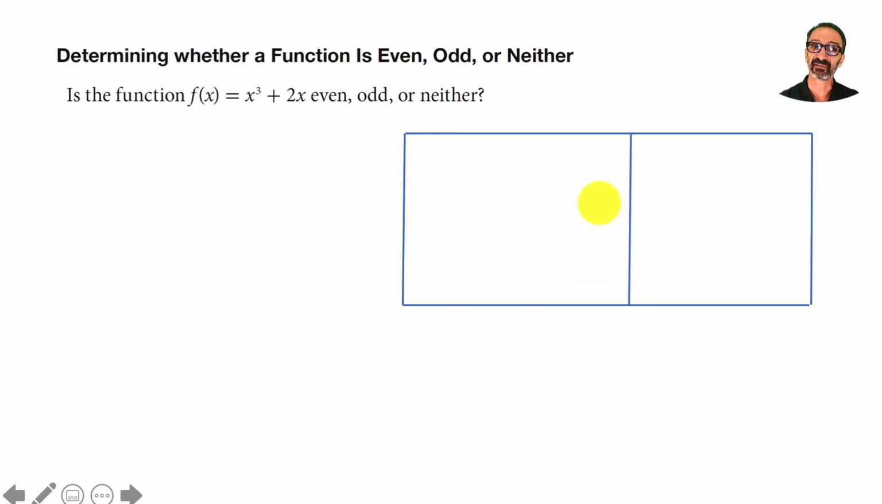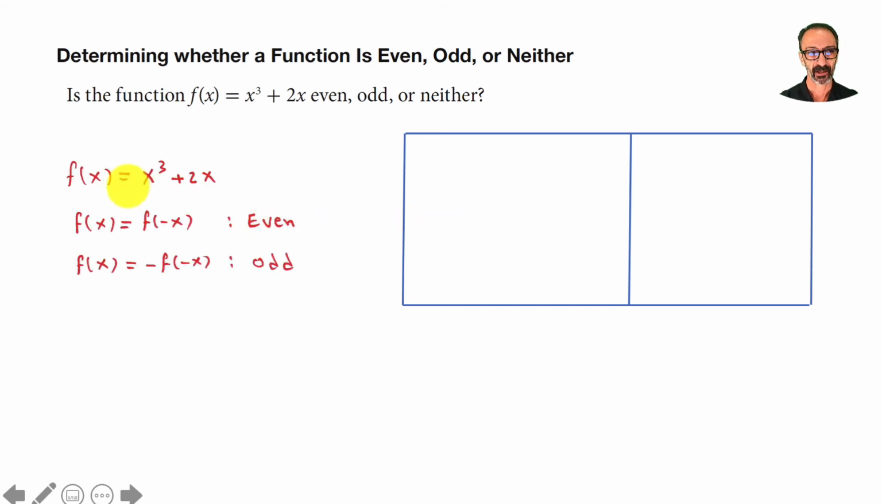Determine whether a function is even or odd, or neither. One way is to graph it: if it's symmetric about the y-axis, we call it even. If it's symmetric about the origin, we call it odd. But sometimes we don't have the tools to graph it, so we could do it in a different way. I have x cubed plus 2x. If f of x is the same as f of minus x, we call it even. If f of x equals negative f of negative x, or the opposite of f of negative x, we call it odd.